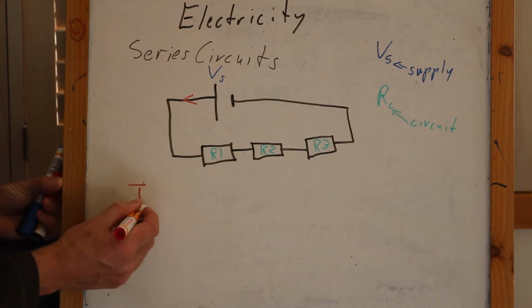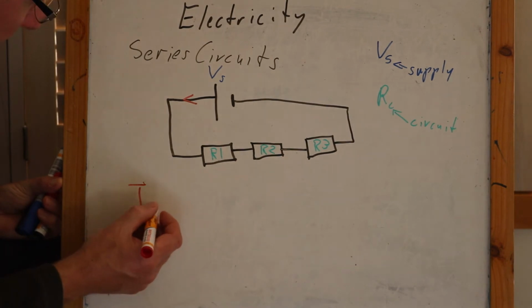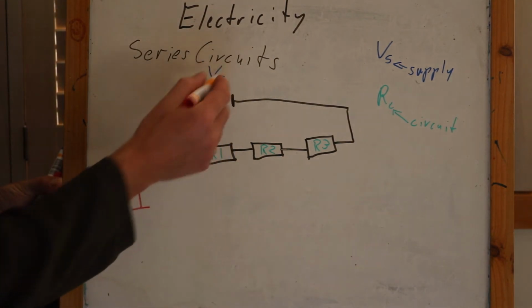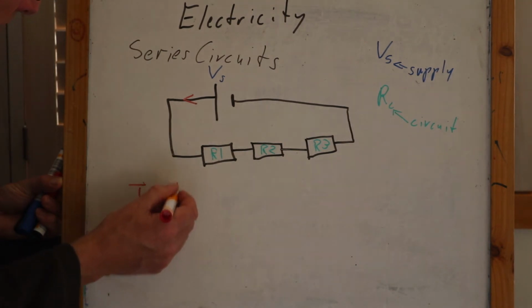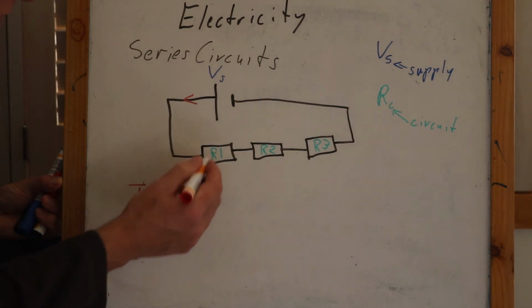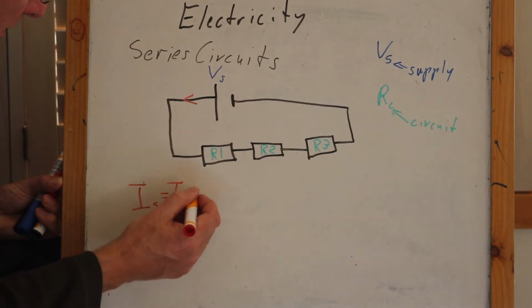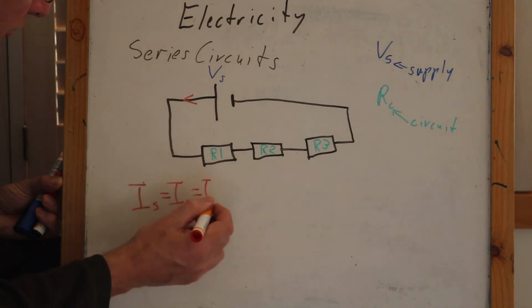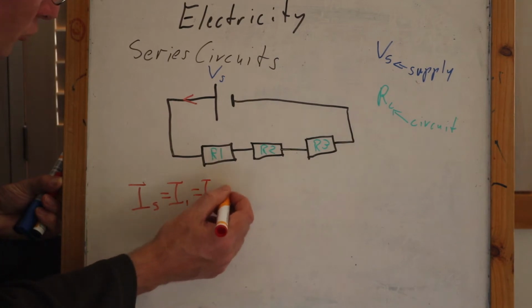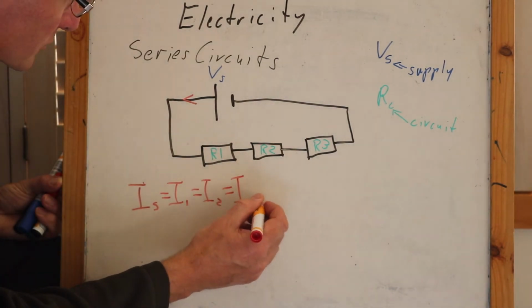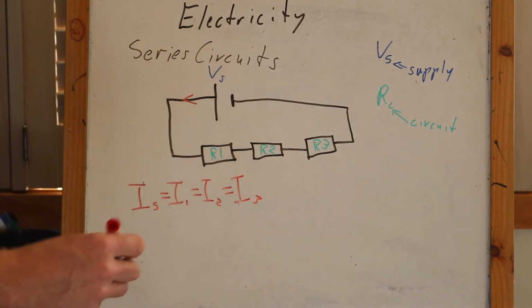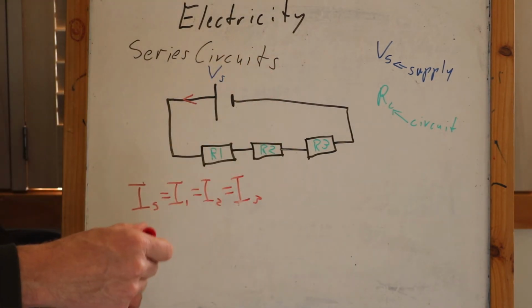So I know that my circuit or my supply current that comes from the battery equals the current through resistor 1 equals the current that goes through resistor 2 and equals the current that goes through resistor 3, because it has to be the same everywhere.